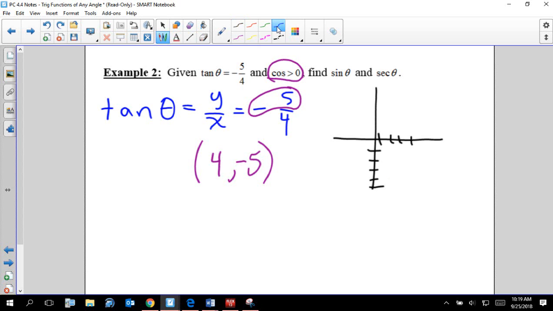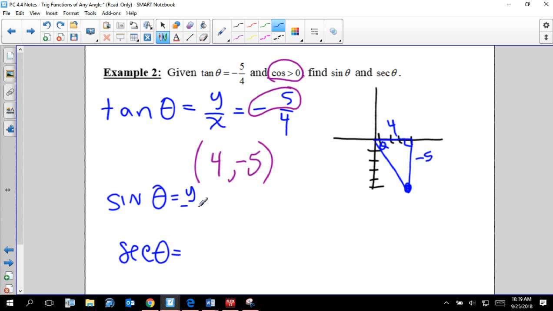So I'm drawing it 4, -5. That's how I make my triangle. Starting at 0, 0, going forward, then down 5. There's my triangle. There's my theta. I have to find just sine and secant. The formula for sine is y over r. But I don't know r.